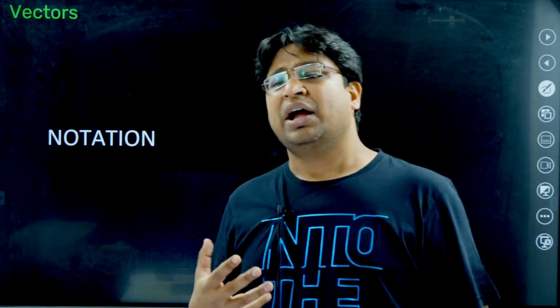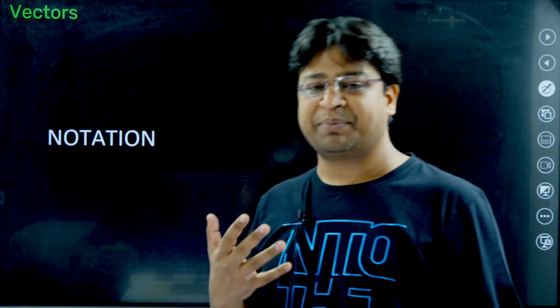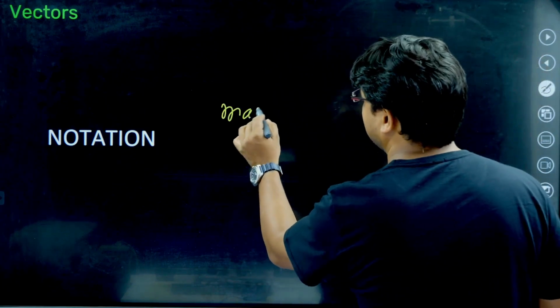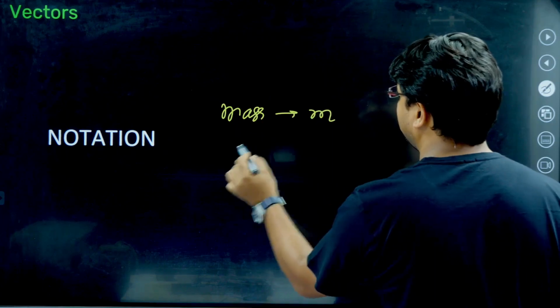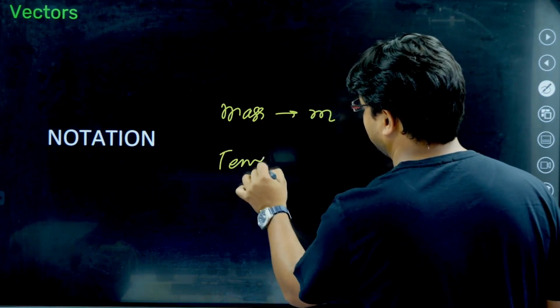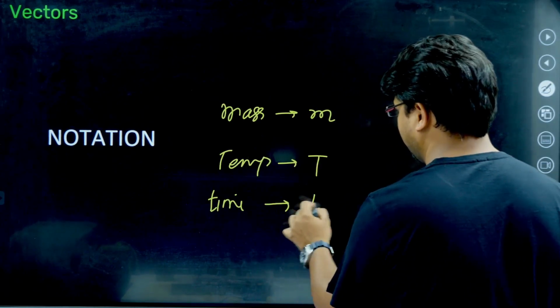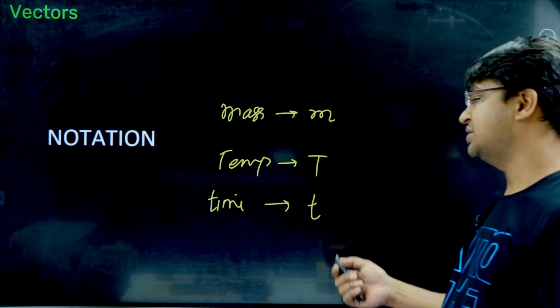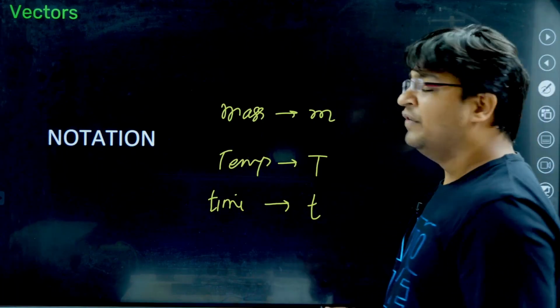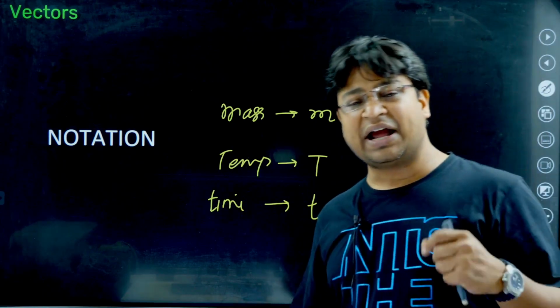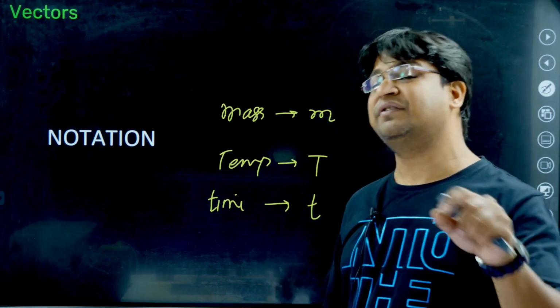Now comes the notation. What do I mean by that? In physics you use a lot of symbols for representing different quantities, and there are some usual symbols. For example, when you talk about mass, usually you use the symbol m. When you talk about temperature, you use the symbol T. When you talk about time, you use small t, and so on. You talk about distance, you use D. So when we are representing a vector quantity, we would want to use a symbol that can actually tell us that this symbol represents a vector quantity.